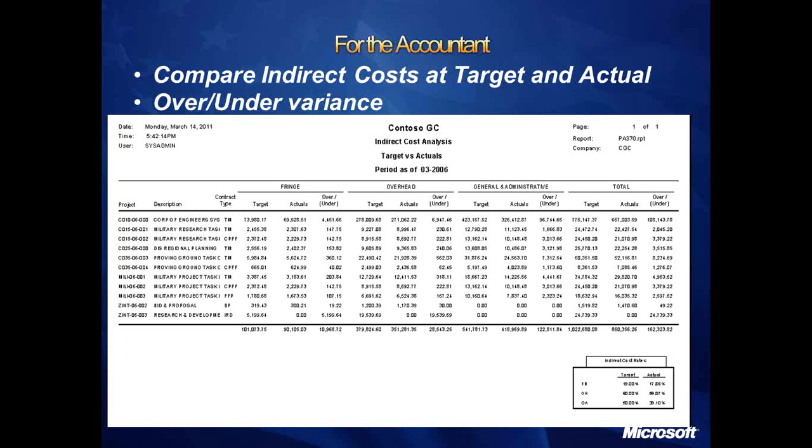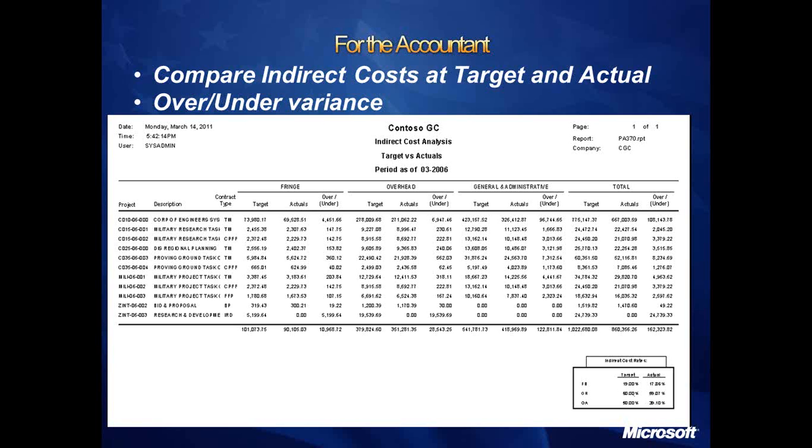This particular report in the lower right-hand corner is a little bit hard to read, but the first column is the type of overhead, whether it's fringe benefits, overhead, or G&A. The second column in that lower right-hand corner is the target that you might have set up at the beginning of the year, and then the final column is the actual. And this is based on the individual projects that are listed above.